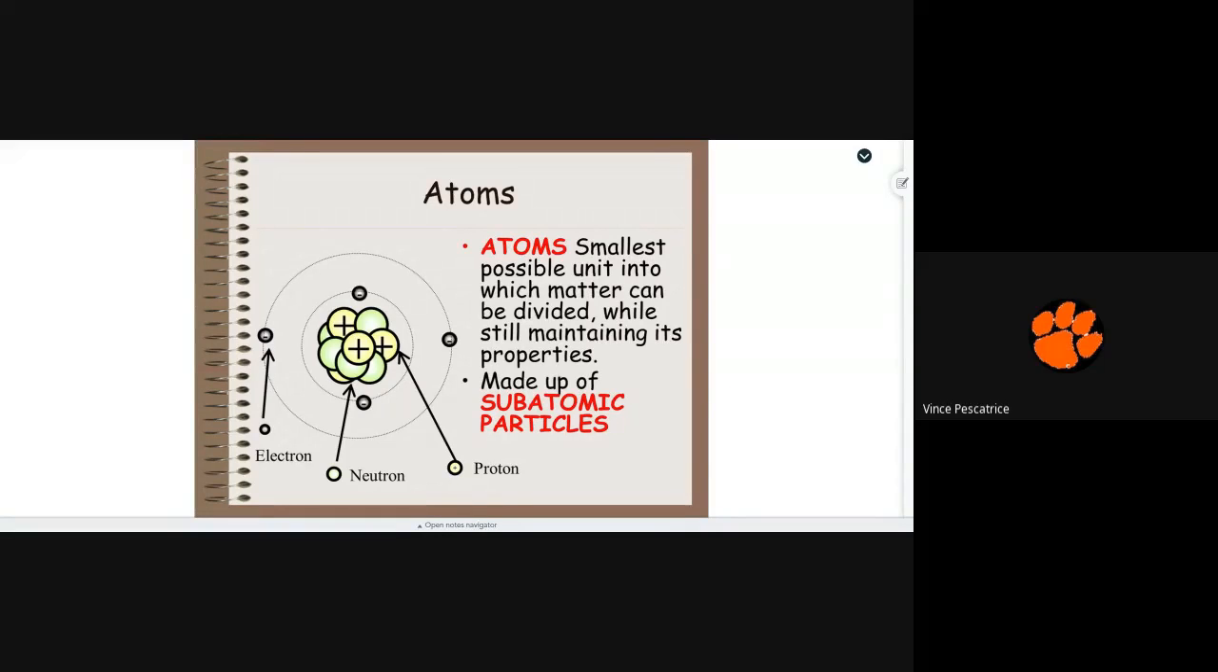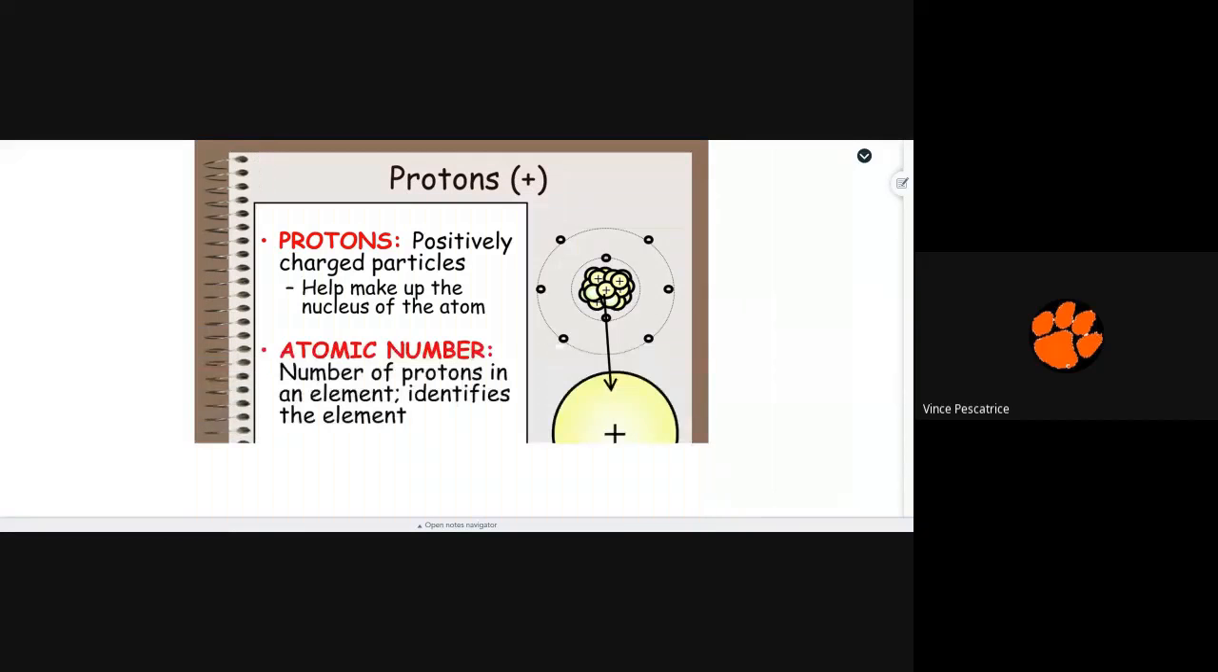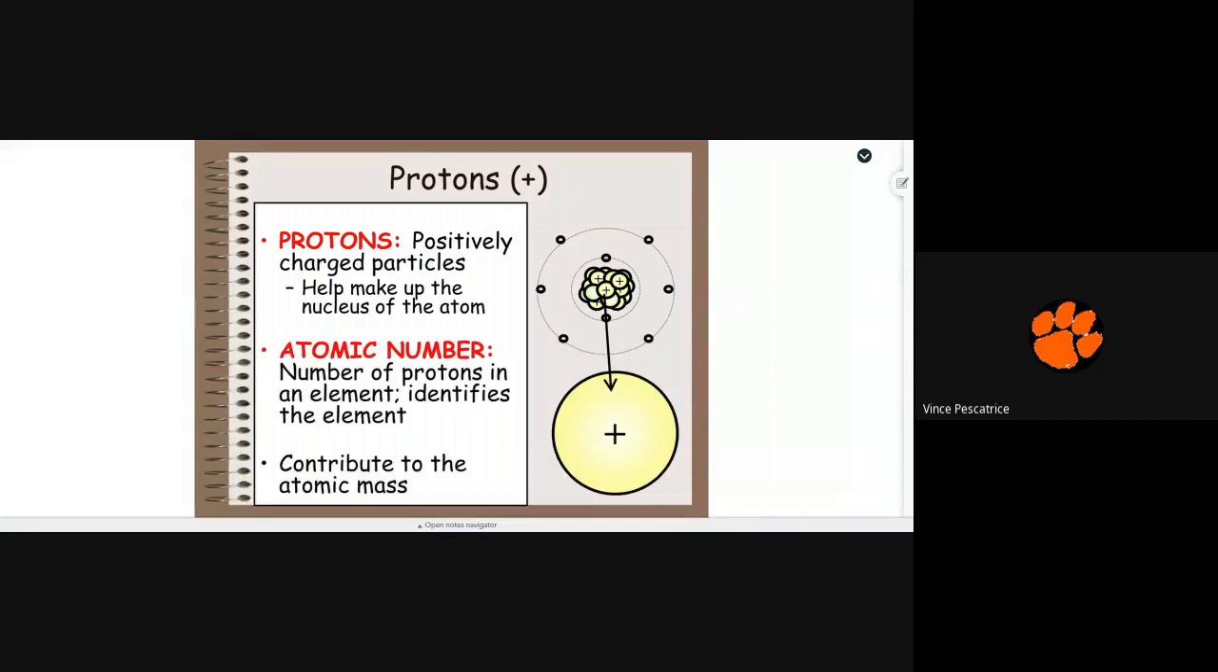Your body has octillions worth of atoms in there. So there are atoms everywhere, and they're made up of these subatomic particles, and these subatomic particles give them their characteristics. The first of three is a proton. A proton is a large part of the atom, and it is in the center of the atom, which is called the nucleus.